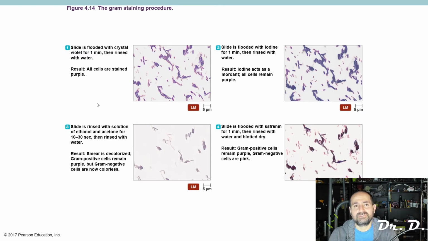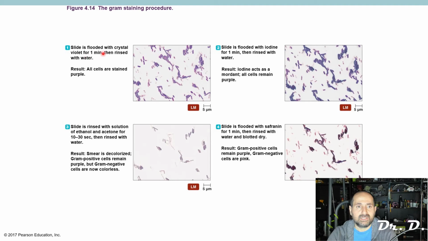And what he showed was that you could use a technique of staining with two different dyes: crystal violet dye, which is a purple dye, and safranin dye, which is a reddish pink dye. And at the end of this staining procedure, you can tell which cells are gram positive, meaning they have the gram-positive cell wall type, and which cells are gram negative, meaning they have the gram-negative cell wall type. So what's the protocol?